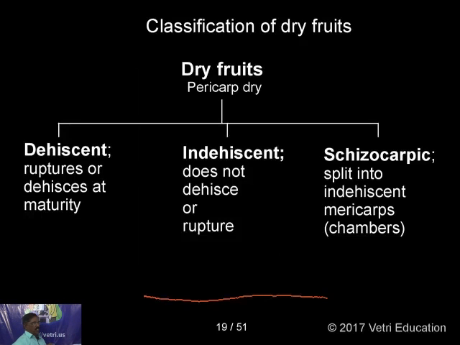Regarding the dry fruits, when the pericarp is dry, those are called dry fruits. They are differentiated into three types: dehiscent, indehiscent, and schizocarpic. Dehiscent means the fruit dries and breaks to liberate the seeds. Indehiscent means the fruit is dry and does not break to disperse the seeds. The schizocarpic fruit has both characters, breaking into small fruitlets called mericarps, but from the mericarp the seed is not liberated.